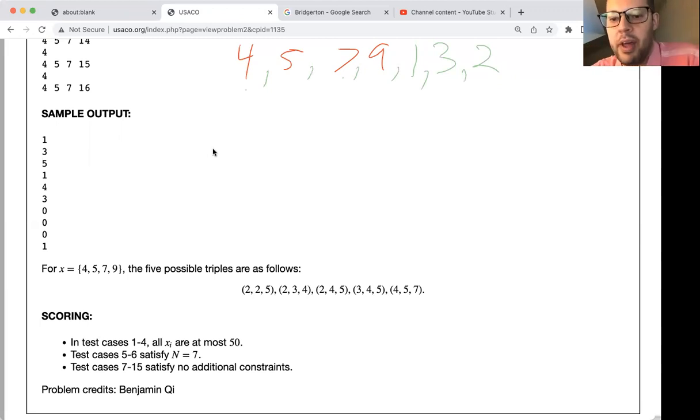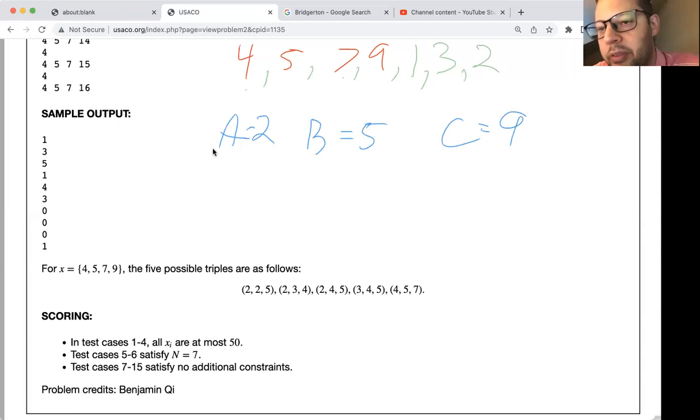I know that A, B, and C must be among these numbers. And furthermore, I know that whatever I pick for A, B, and C, some combination must be able to generate 4, 5, 7, and 9. So let's just randomly pick values for A, B, and C, remembering they have to be increasing. So if, for example, I picked 2, and then let's pick 5, and then 9. If these were my values of A, B, and C, then I would generate every possible combination out of those values that I just picked.